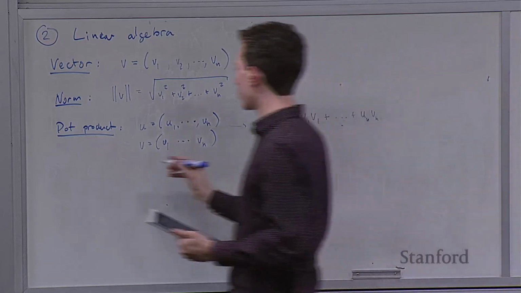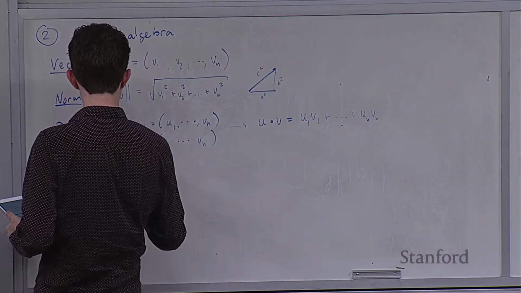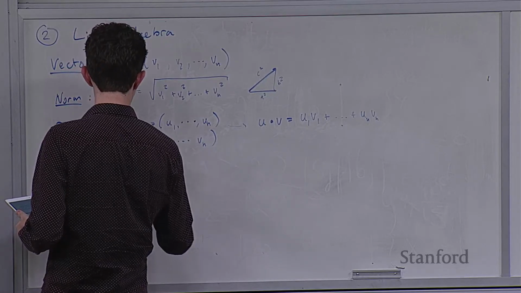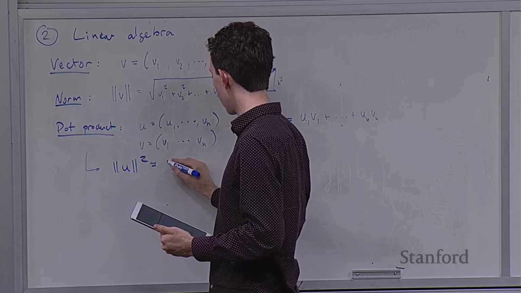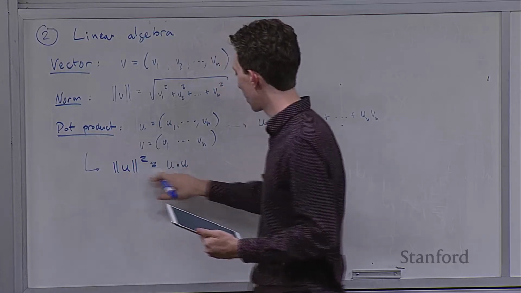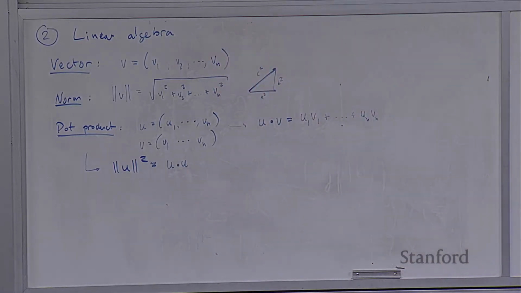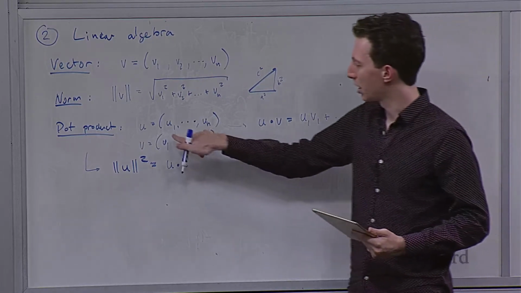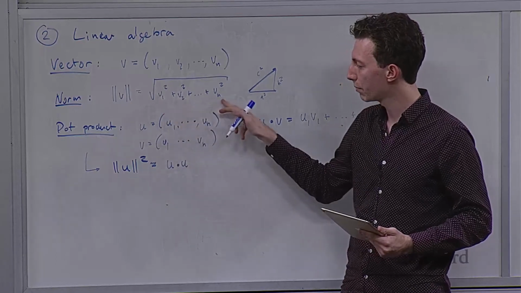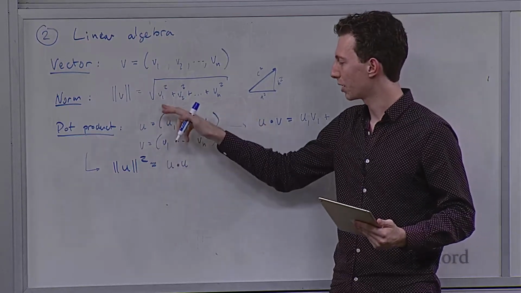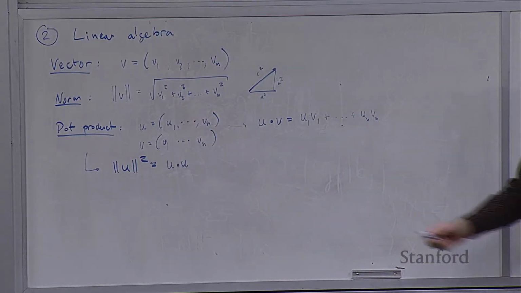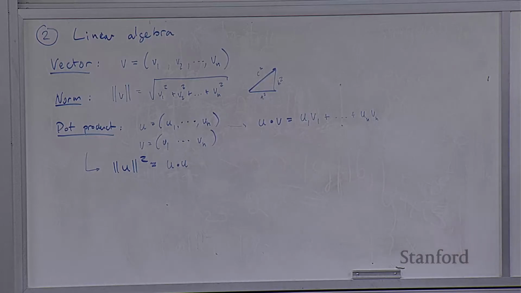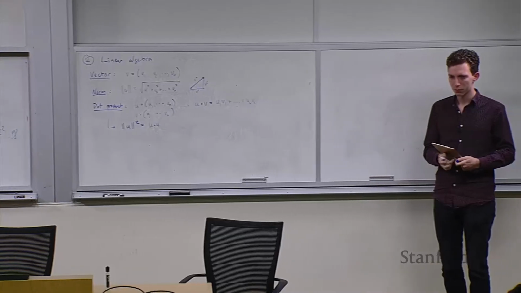A nice property of the dot product is that the norm of a vector squared is the dot product of the vector with itself. And you can check this for yourself. It's not super hard. If you take a vector and multiply it with itself, you get this sum. And the square of the norm expression is equal to that sum. OK. Any questions? Cool.